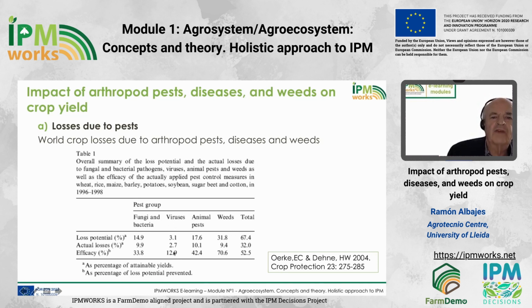For the viruses, we have only 13%. Arthropod or animal pests, 42%. Weeds, 70%. So the mean of total efficacy of control measures is about 53%. You can see that its efficacy is quite low. These data are from this publication, the source. It's rather old, 20 years ago, but the figures have not changed so much.